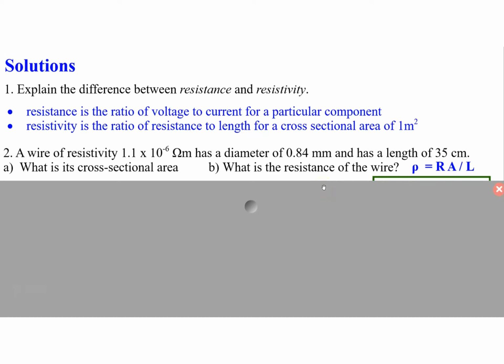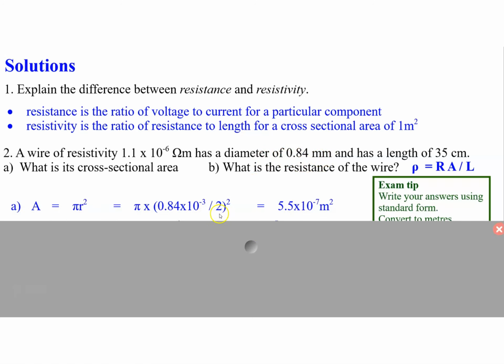Question 2 is a standard exam question. There you may get asked to work out the cross-sectional area, as in this case. Watch out for millimeters and diameter, so we need to divide by 2 and divide by 1,000. And then pi r squared, we've got this tiny number, 5.5 × 10^-7.